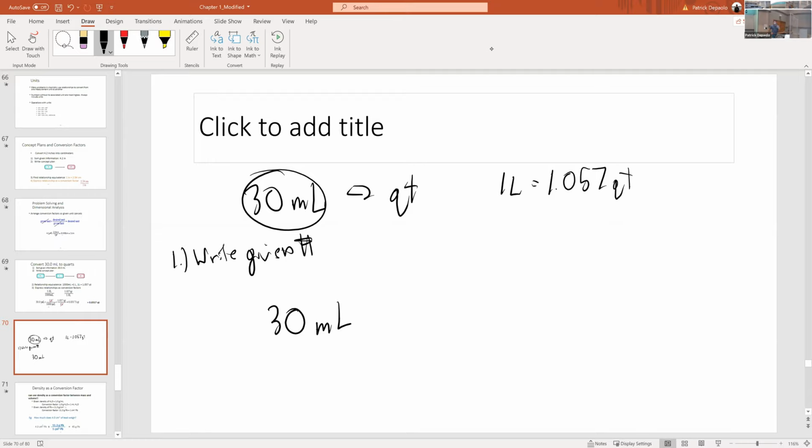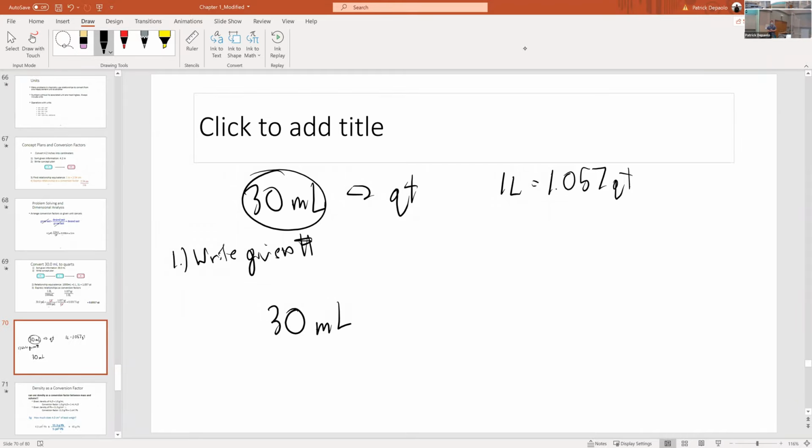Before I continue with this process, this is how the textbook teaches it. If you know another way of unit conversion from high school, stick with that. If you get it right every single time, stick with that, because I know people's minds work differently and you learn things differently. So if you have your own way of doing it, stick with it, as long as you get it right. So 30 mL.